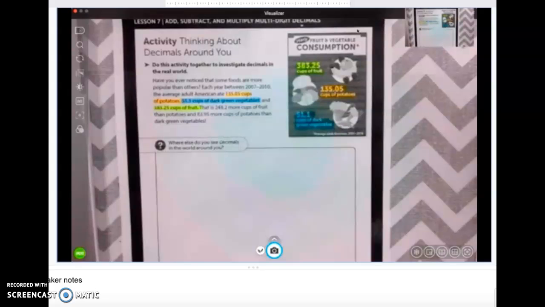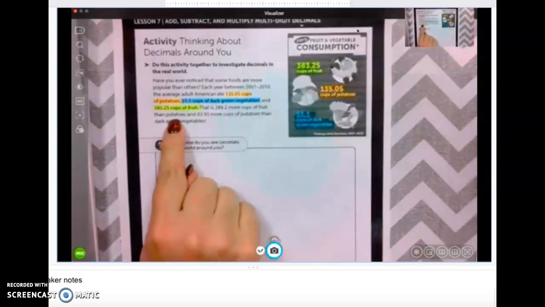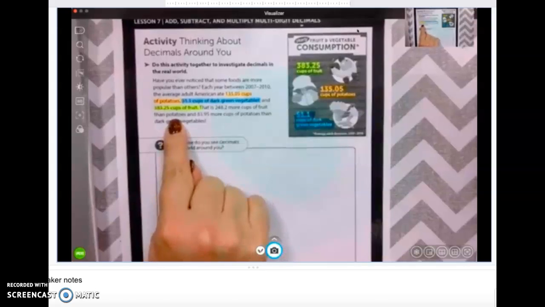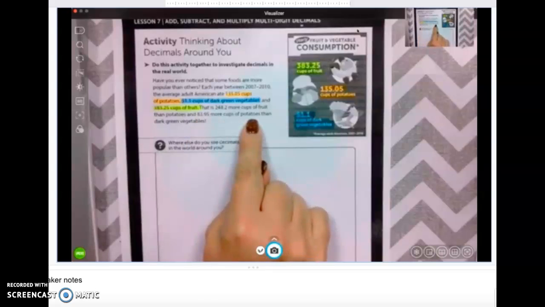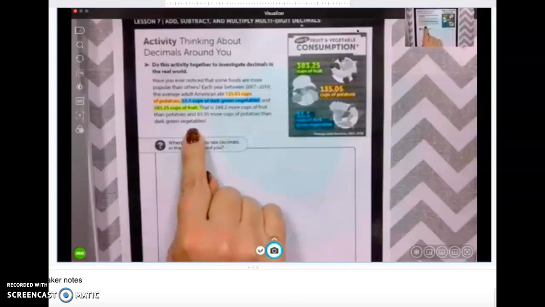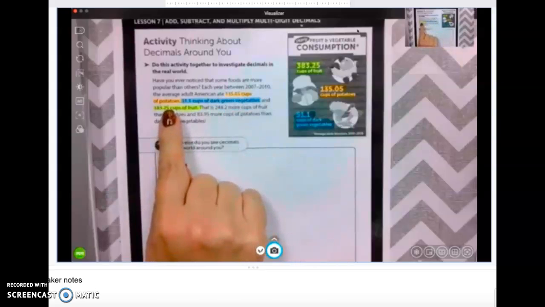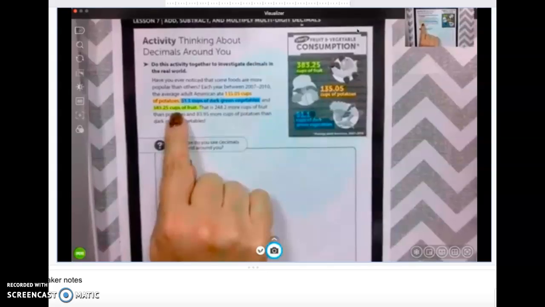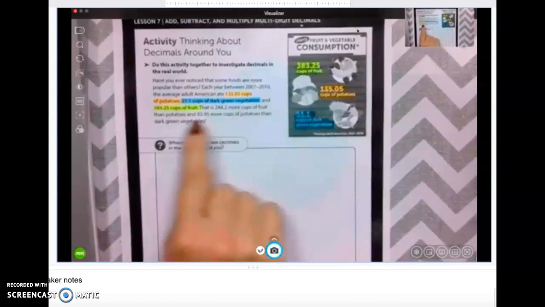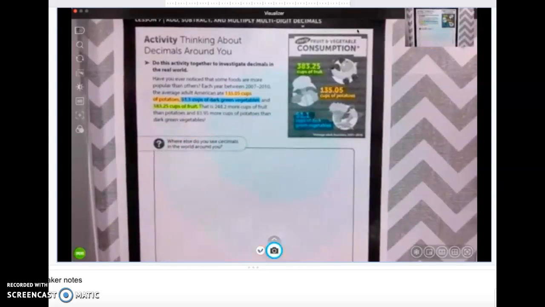That is 248.2 more cups of fruit than potatoes. And it's also 83.95 more cups of potatoes than dark green vegetables. So what they've done here is just given you some decimal numbers on the amount of potatoes that an average American eats, the amount of dark green vegetables, and the amount of cups of fruit. And then they started comparing the fruit to the potatoes and the cups of potatoes to the green vegetables. And when you have decimals, you can do that.